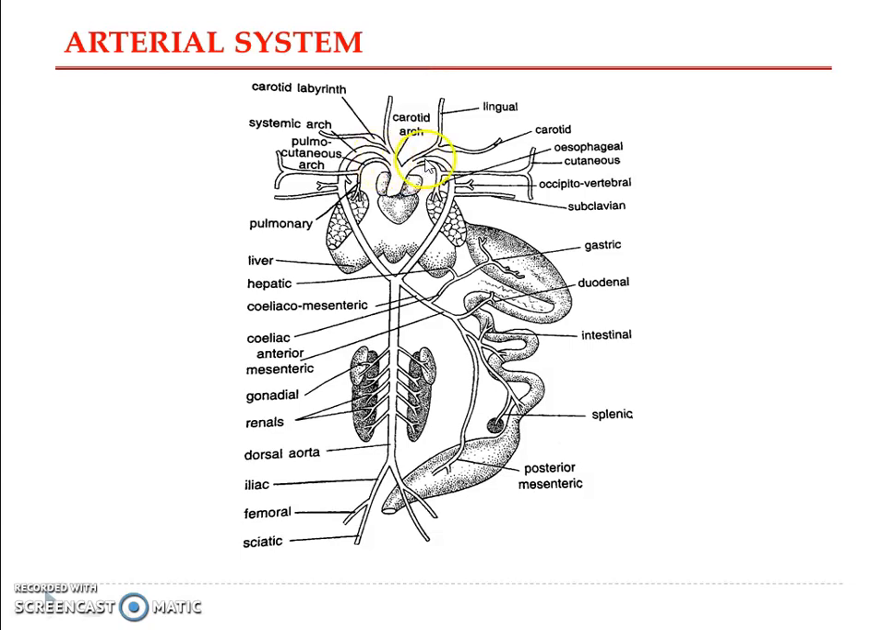Okay. Now systemic. The right and the left systemic curve down and around the esophagus. They move posteriorward and join together to form the dorsal aorta. So this is the dorsal aorta, and these two are the right and the left systemic trunk. On the way to form the dorsal aorta, each systemic trunk gives off branches. We can see subclavian, occipitovertebral, and the esophageal.